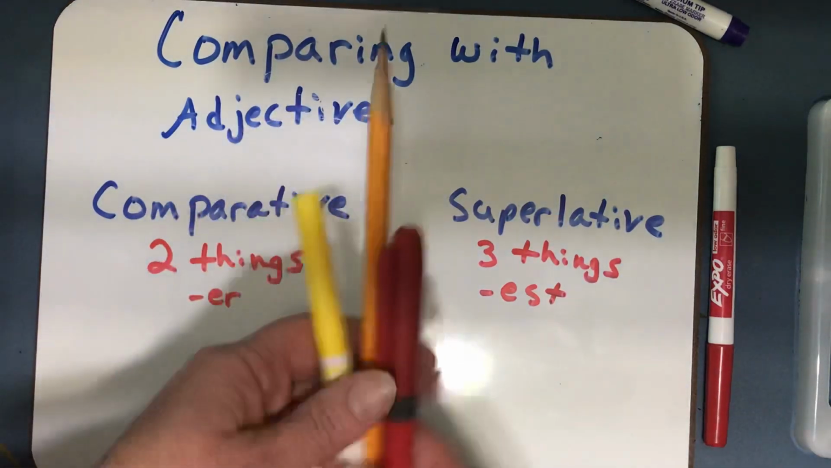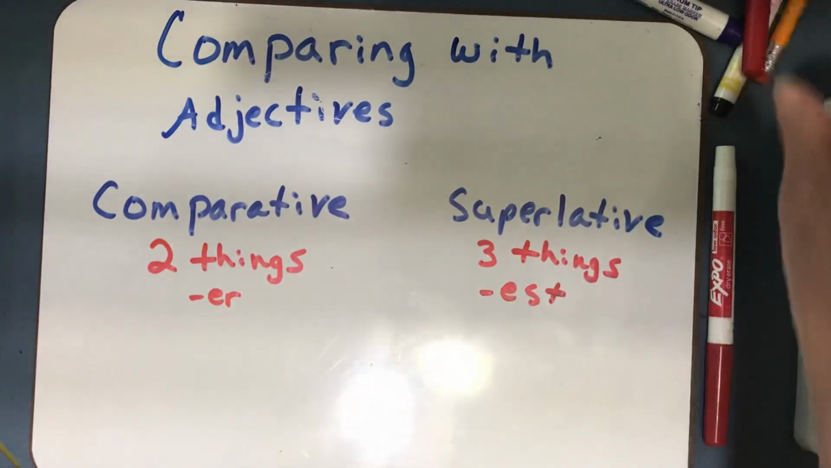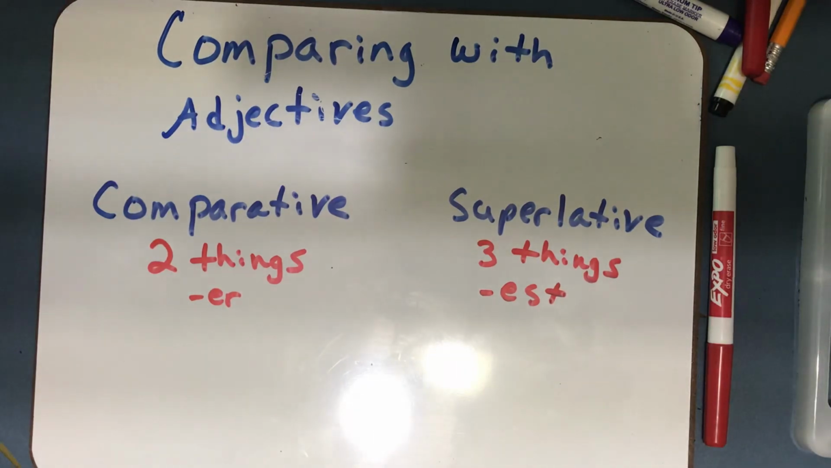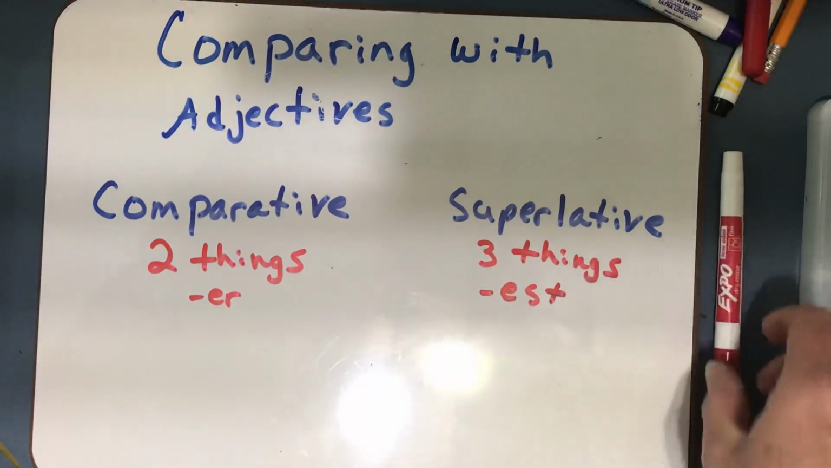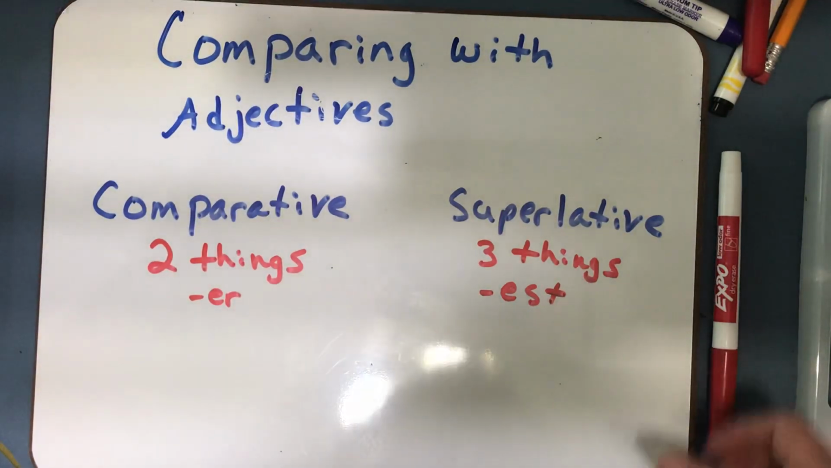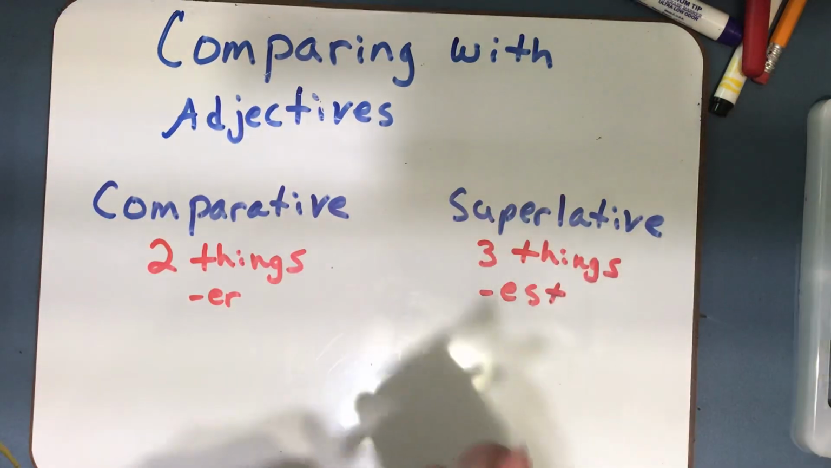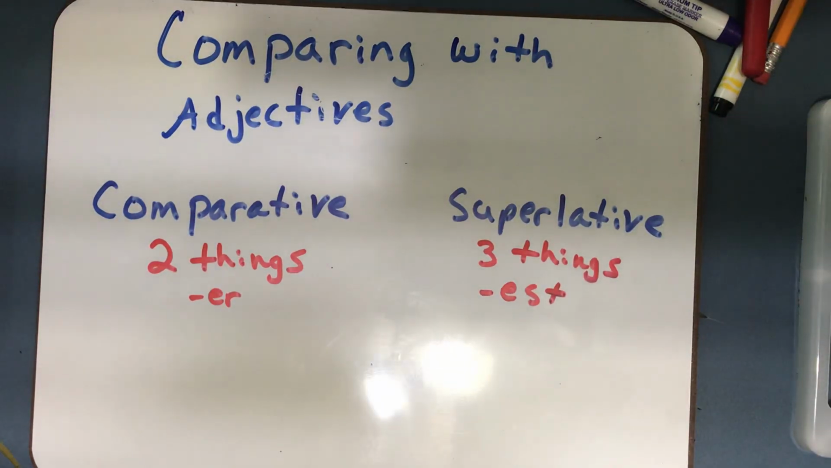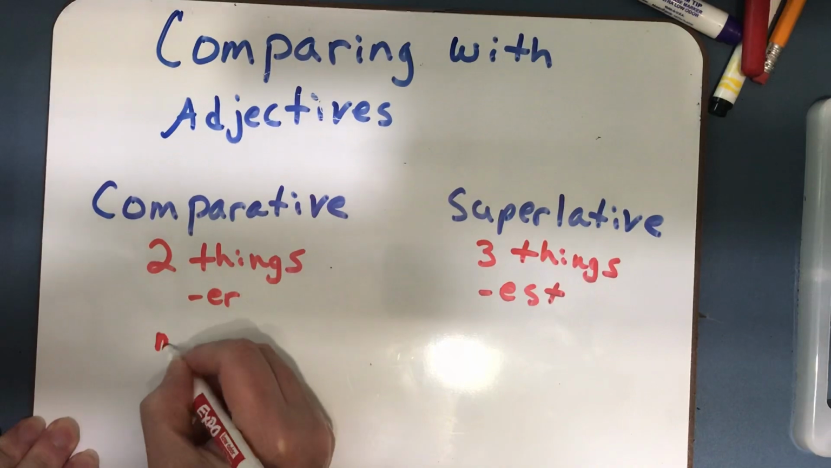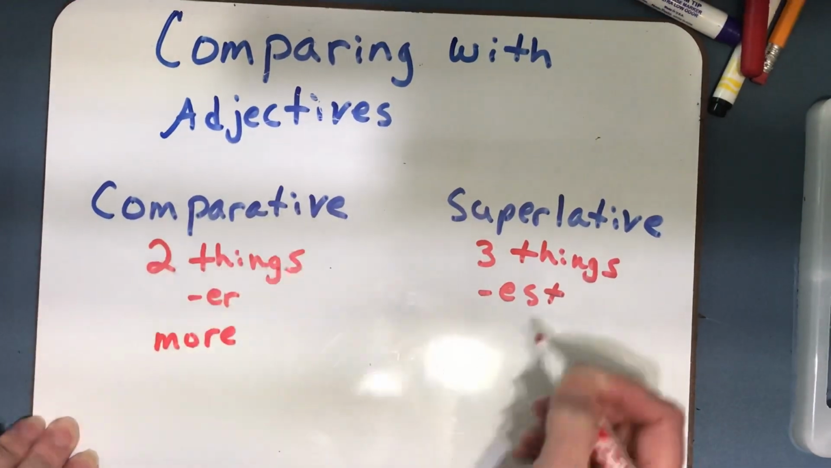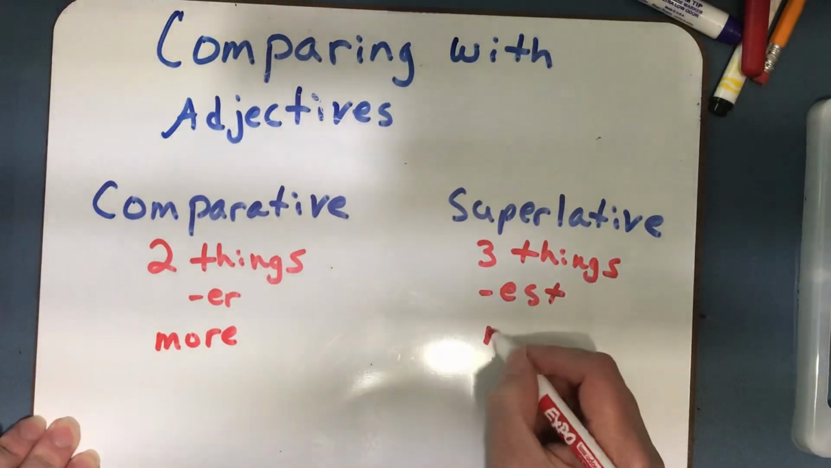Okay, we could say that the wedding dress was the prettiest dress she had ever worn. Prettiest, because I would be comparing it to all of the other dresses. Now some words we cannot add ER to. We use the word more, and some words we can't add EST, and we use most.